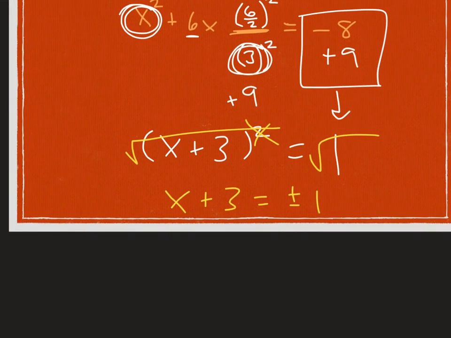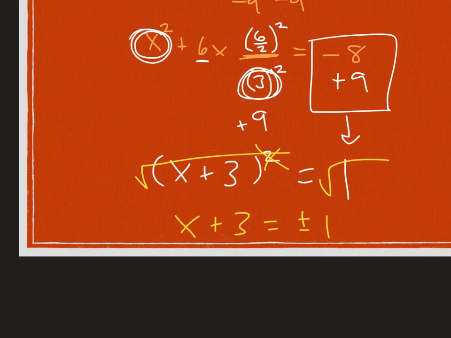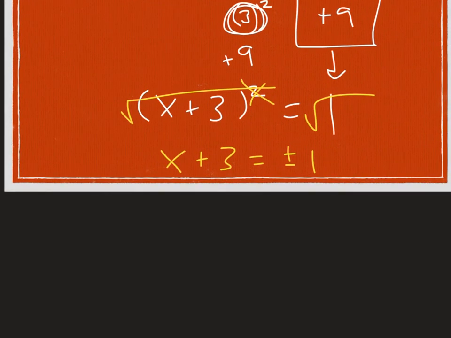Now we have to split it up because x plus 3 is equal to positive 1 and x plus 3 is equal to negative 1. So x plus 3 is equal to 1 and x plus 3 is equal to negative 1. Now we just solve for x. So in our left equation, how do we solve for x?